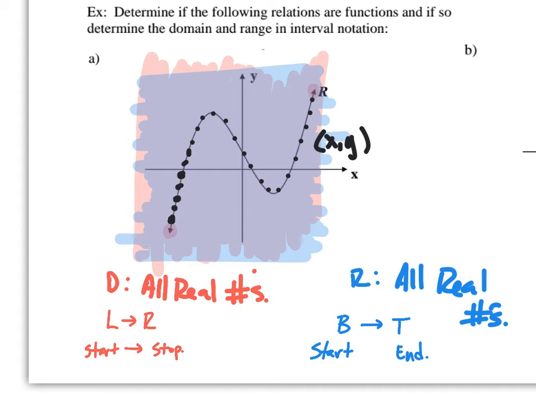Okay, that graph would go up. So all my y values, I would have every single y value on this graph. And so that's why I have all real numbers.